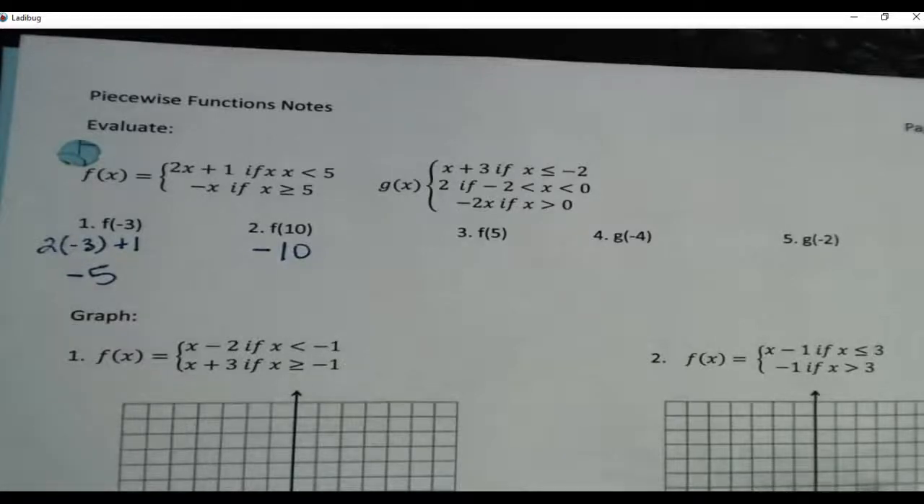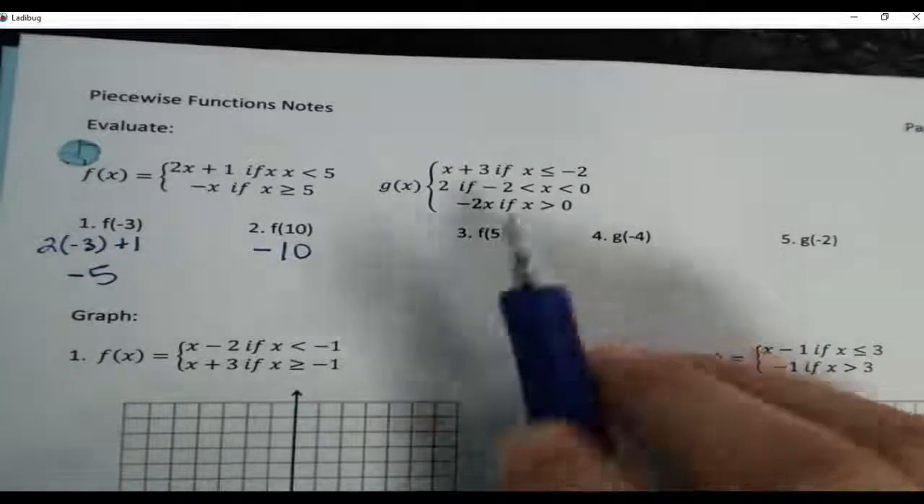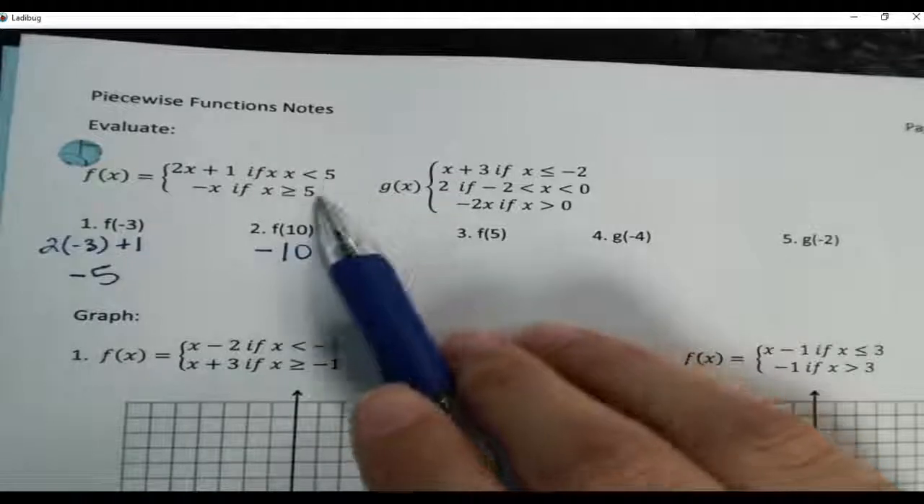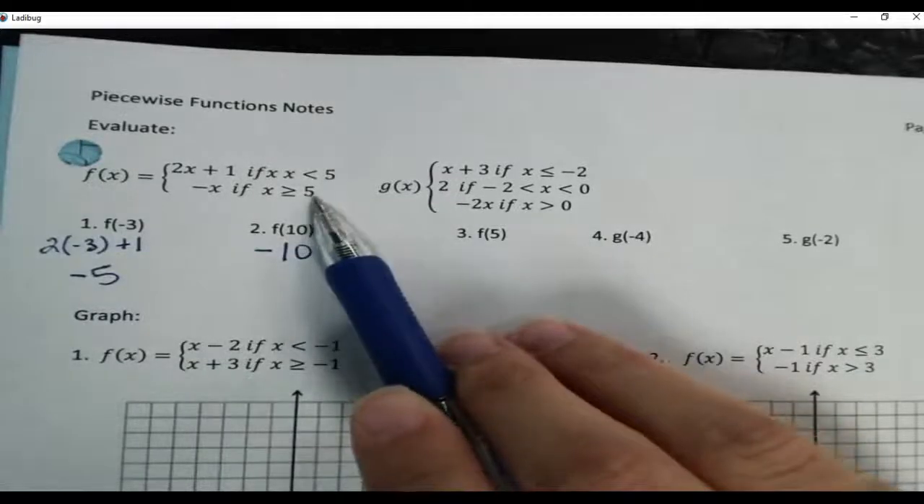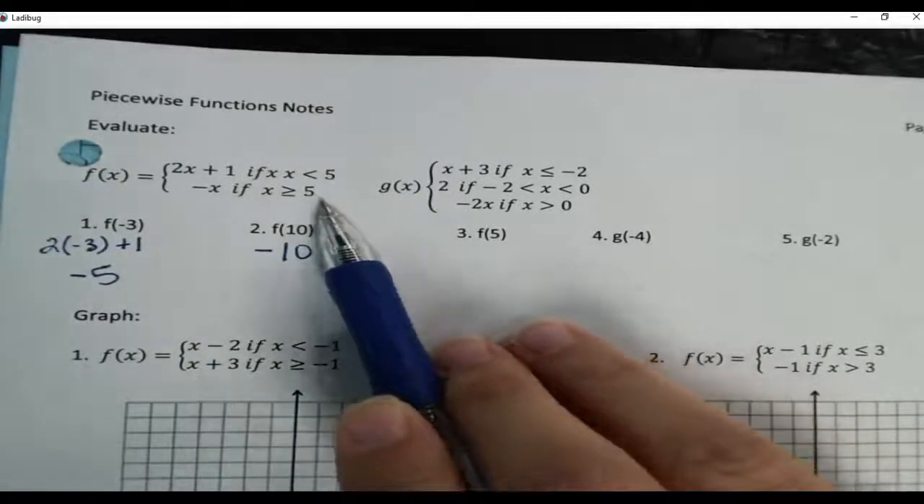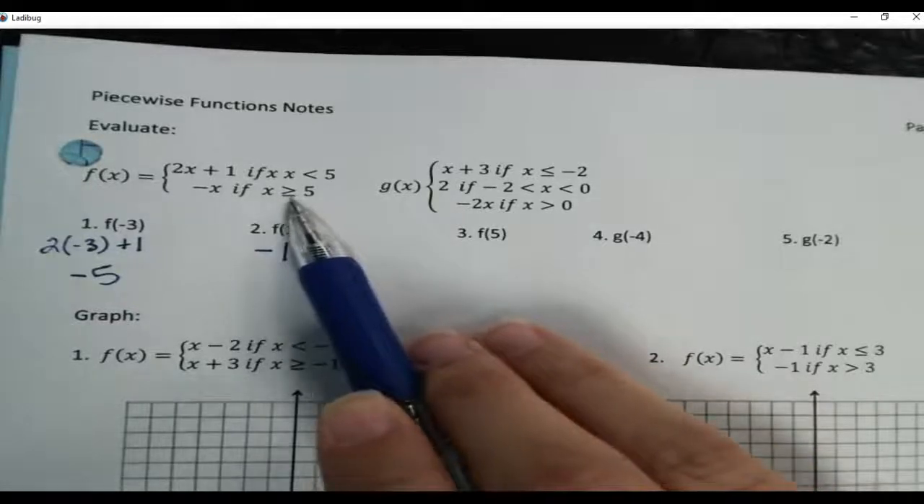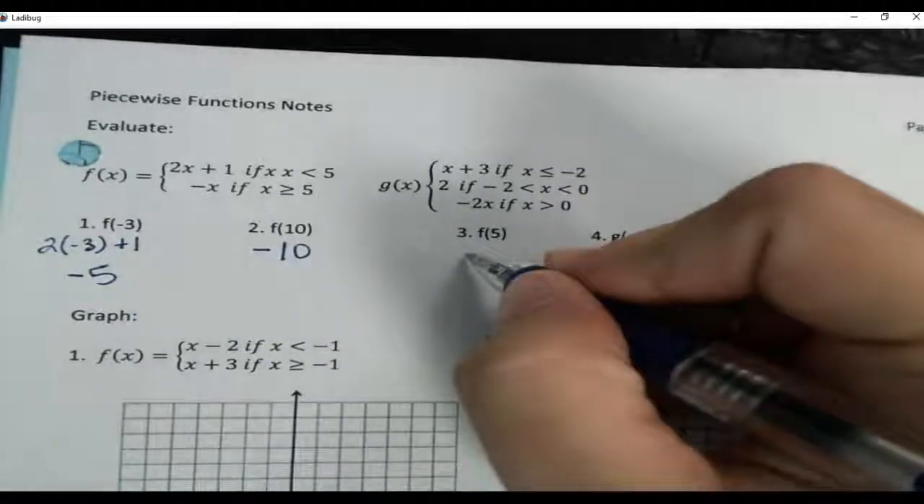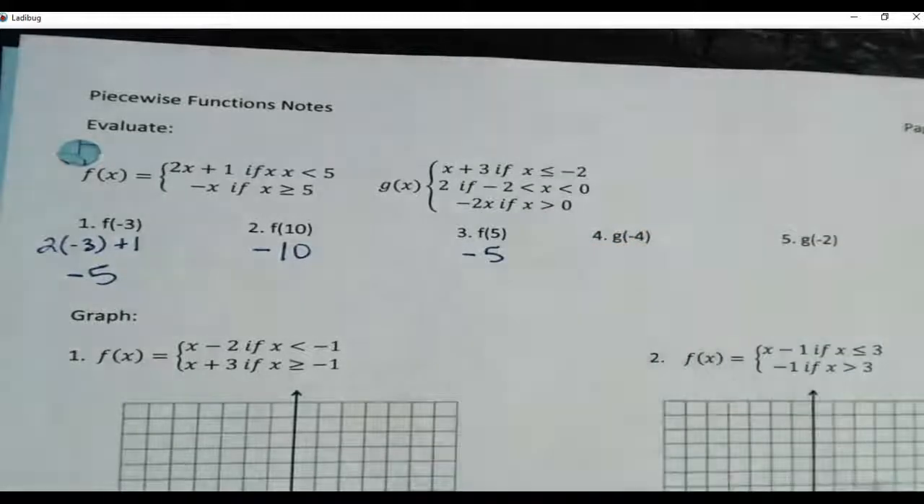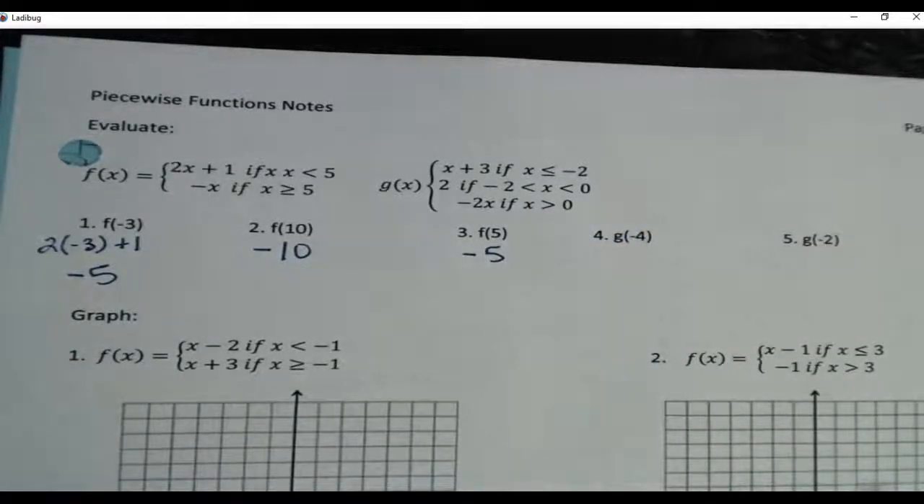Okay. How about number 3, f of 5? Which one would I plug in if it's just 5? The bottom one. Why? Because it's equal. Good. So it has that "or equal to," so we're plugging it into that negative x. So again, that's just negative 5. Any questions on the f function?